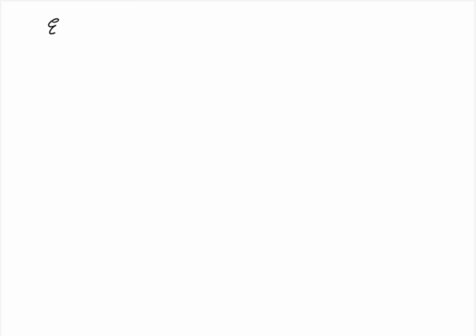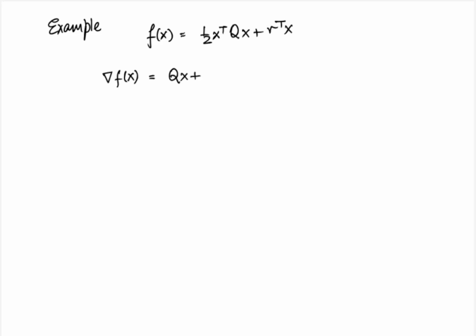Let us take a look at a simple example to begin with. Consider a quadratic function f(x) equal to half x transpose Q x plus r transpose x, and observe that its gradient is given by Qx plus r. So gradient f(x) minus gradient f(y) is equal to Q times (x minus y), and therefore we need to bound its norm with some multiple of norm of x minus y.